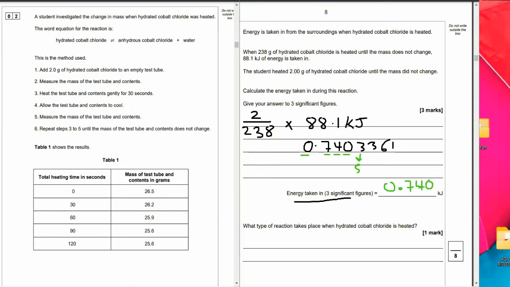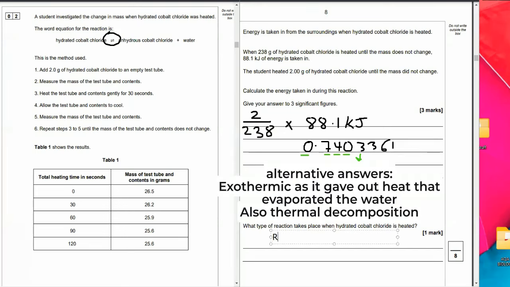And that gives us 0.7403361. Oh, look, part of my computer has showed up on the side. Remember, they want this rounded to 3 significant figures. If you don't do it, you're going to lose out a mark.